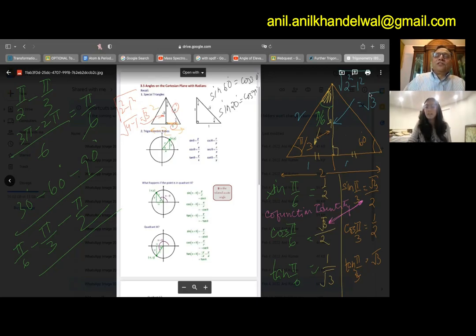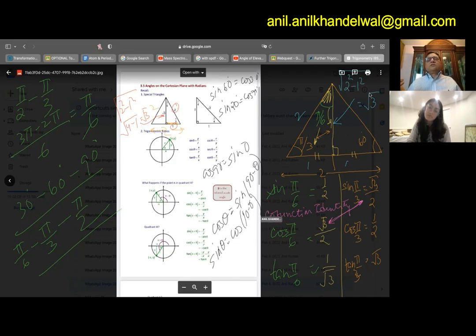Sine 90 is cos 0, and cos 0 is sine 90. Cos 90 will be sine 0, correct? So I could write cos theta equals sine of 90 minus theta, and sine theta equals cos of 90 minus theta. Either way, it works. In quadrant 1, all are positive. You get the idea. This is called cofunction identity.